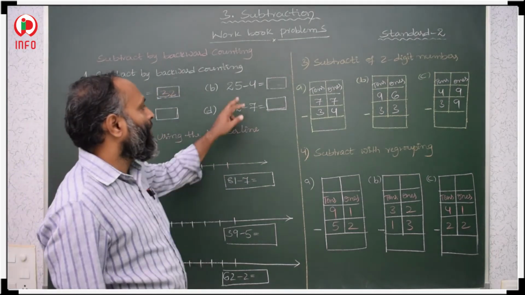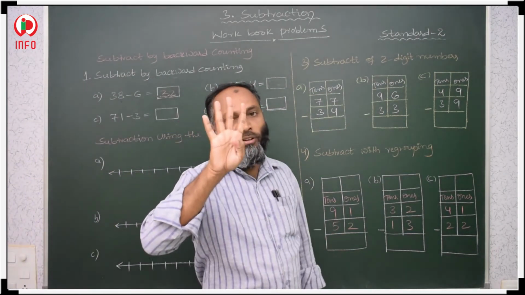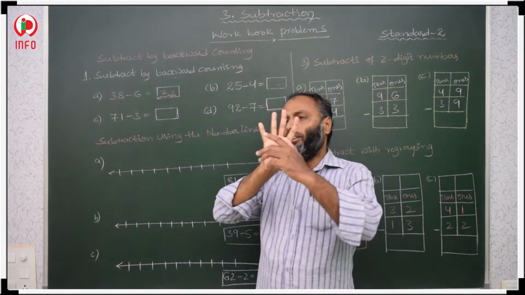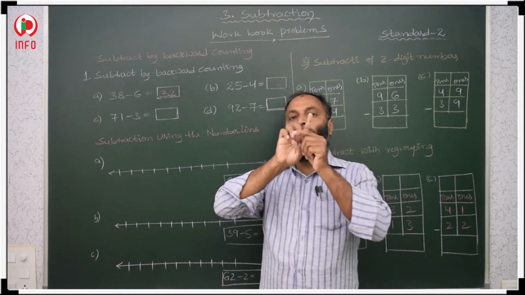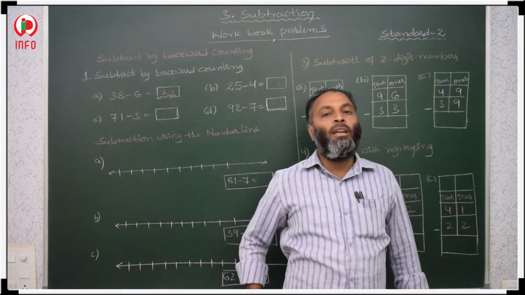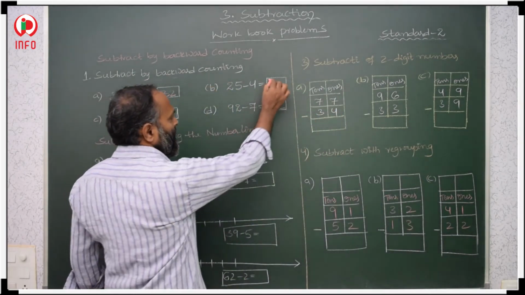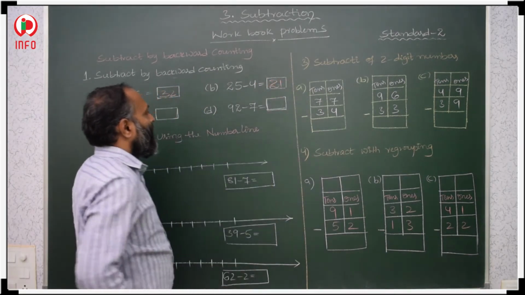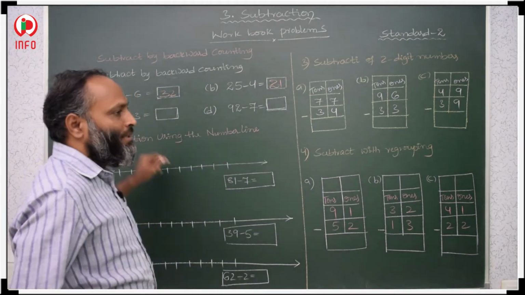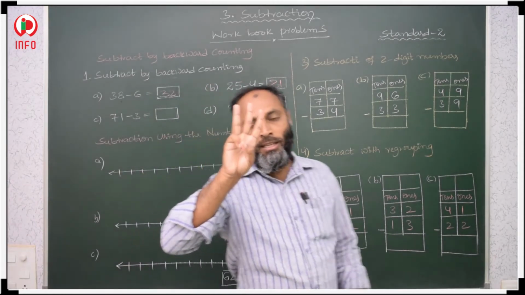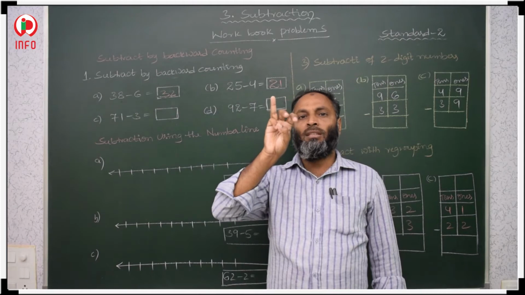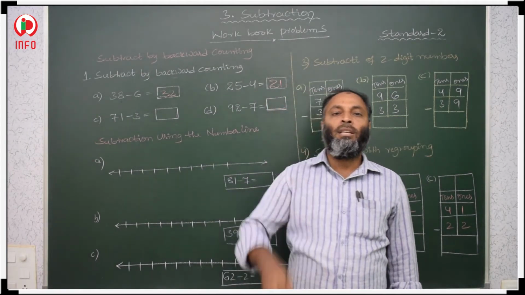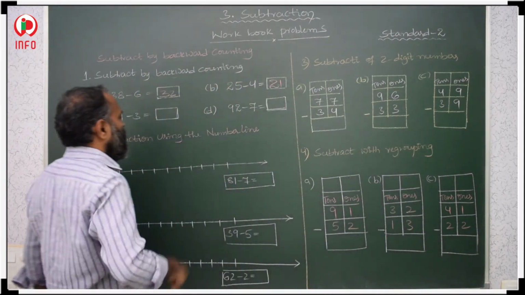In the same way, 25 minus 4. 25, 24, 23, 22, 21. The answer is 21. Next, 71 minus 3. 70, then 69, then 68. The answer is 68.